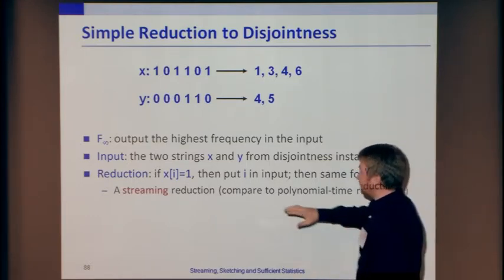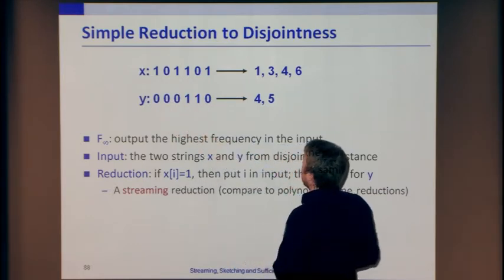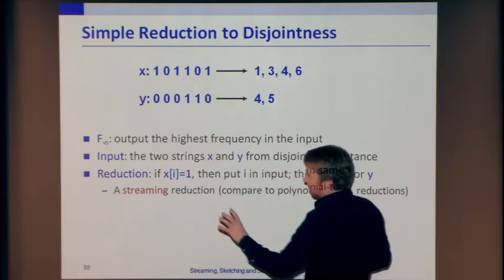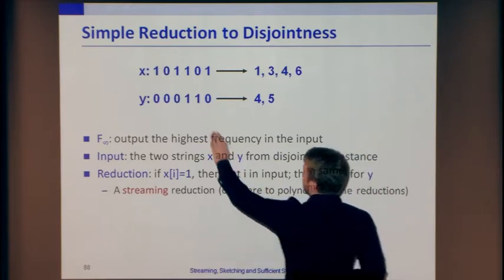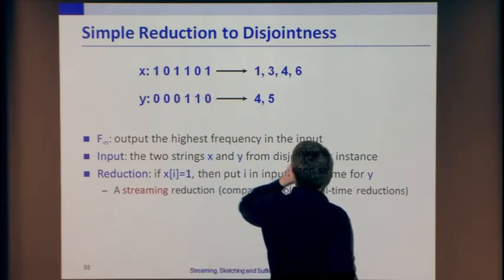So I have my instance of disjointness, two strings, x belonging to Alice, y belonging to Bob. The question that they have is, is there some index where both are 1? In this case, the answer would be yes, because this fourth index is 1 in both strings.